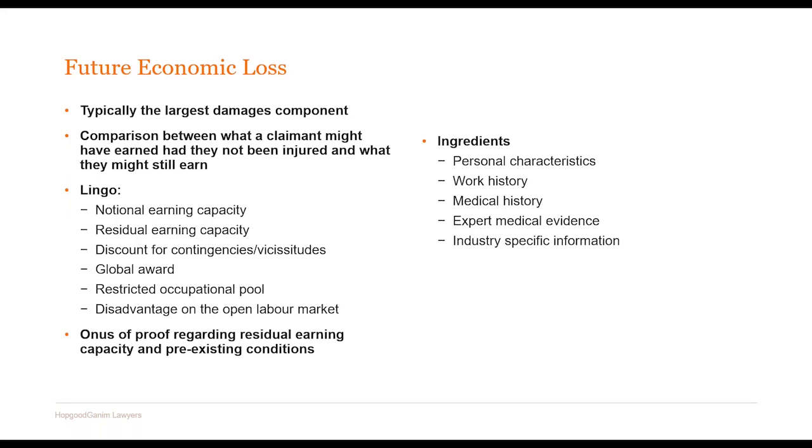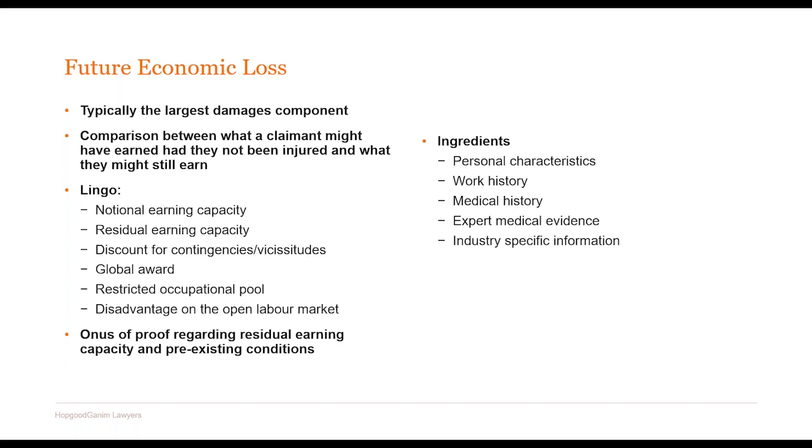If we move now to future economic loss, this is typically the largest damages component, and it's the one that lawyers spend the most time arguing about. It's a comparison between what a claimant might have earned had they not been injured and what they might still earn. There's a little bit of crystal ball gazing with this one, and it includes all of the ingredients of the quantum assessment. So personal characteristics, work history, medical history, expert medical evidence, and industry-specific information, all in different amounts.